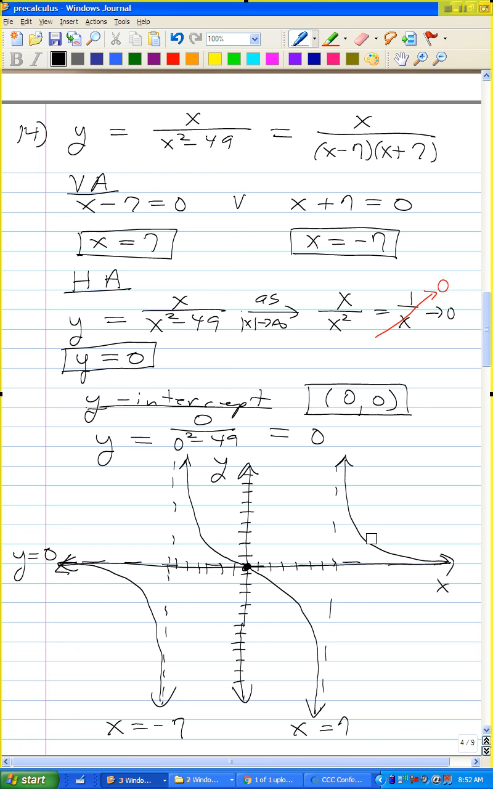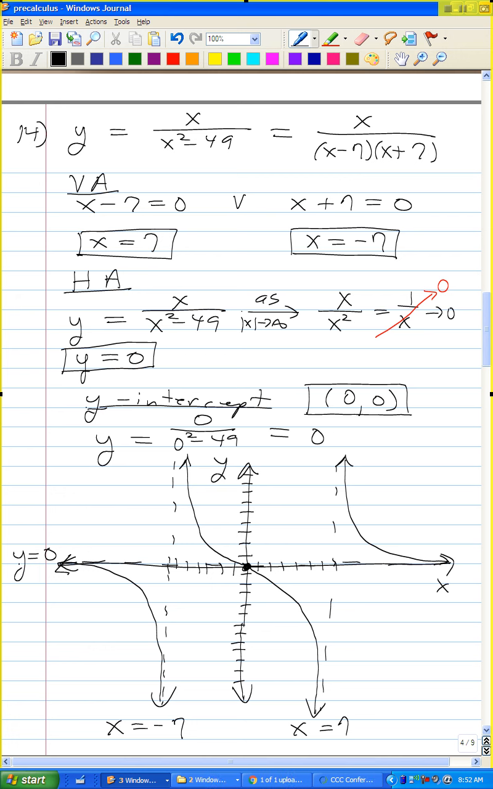Therefore, eventually, my y values for large values of x go off to 0. So that's why this peters out here. Okay? So that's why the x-axis is a horizontal axis, the horizontal asymptote. Any questions about that?